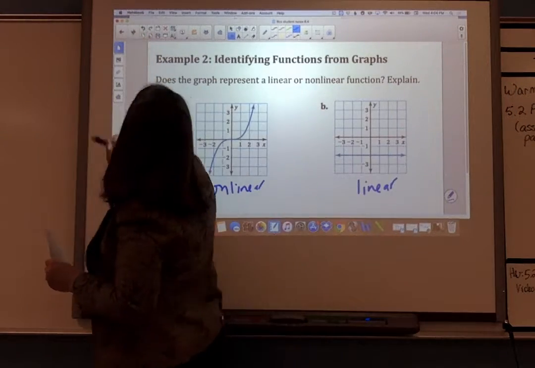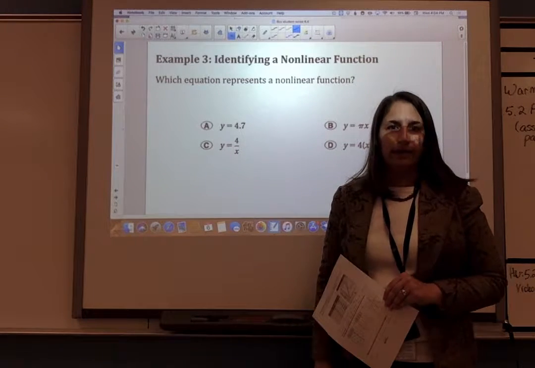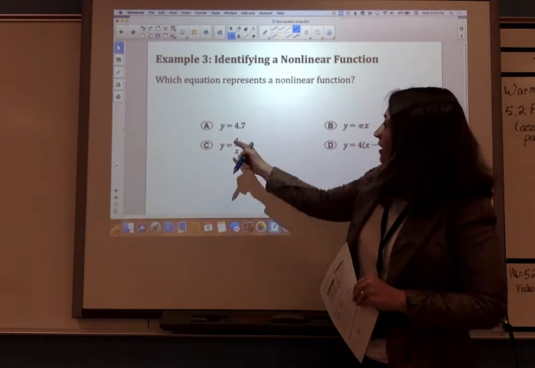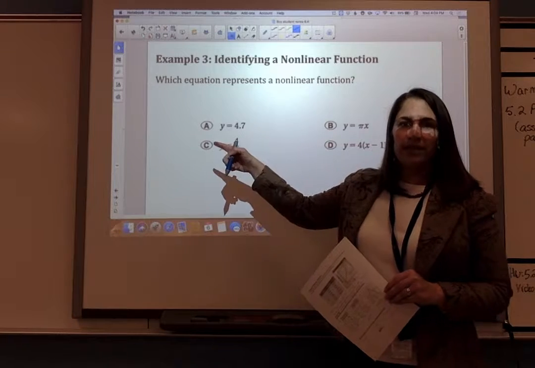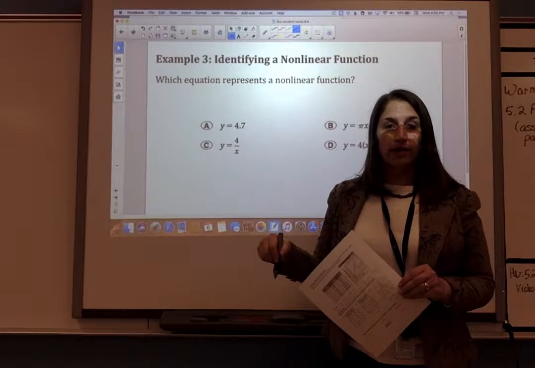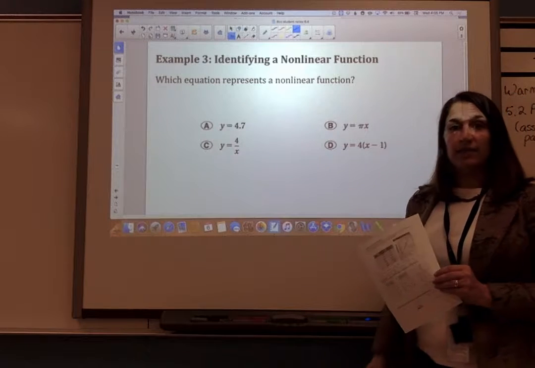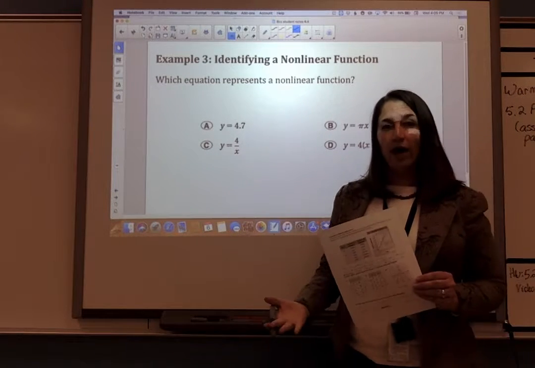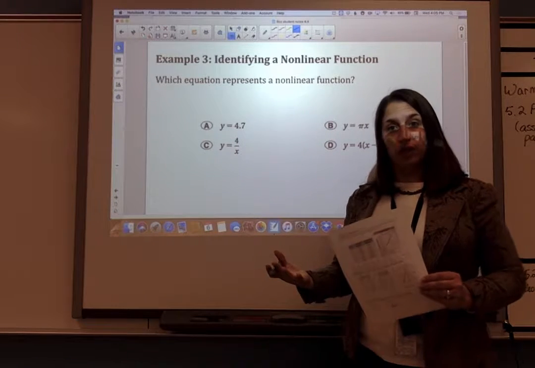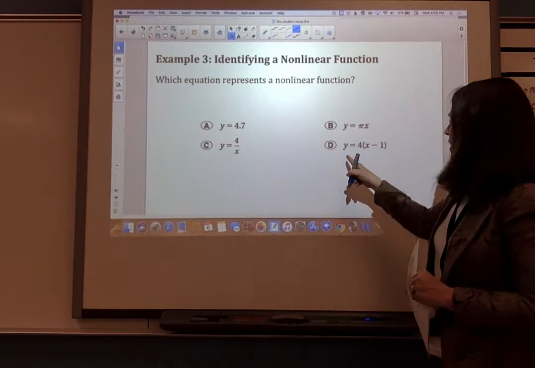All right, let's look at our next example. We need to decide which function is nonlinear. So we can think about our slope-intercept form of a line, and y equals 4.7. That would be a straight line where y is always 4.7, a horizontal line, so that is linear. Here we have y equals pi times x. So we can think of this as like y equals mx, where the slope happens to be pi. It's kind of a strange number to have as a slope, but it is a constant number. So that is a linear function.